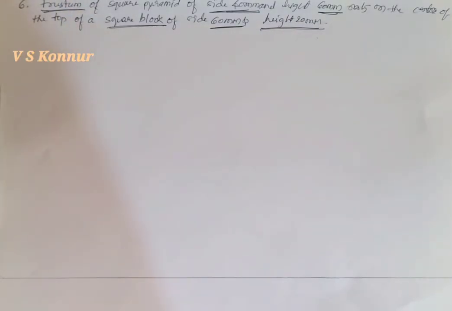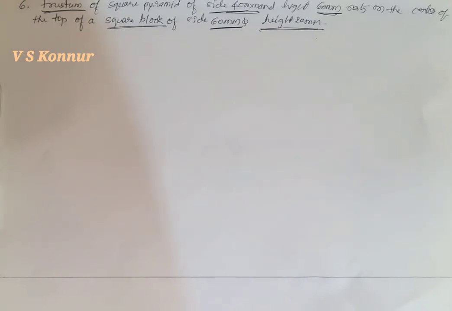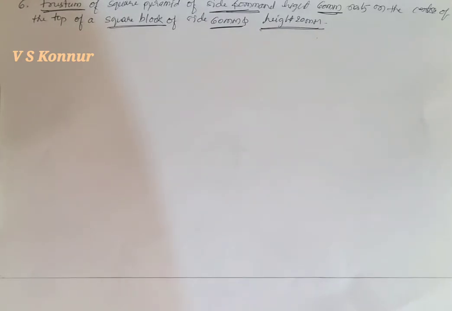Problem number 6, it's a frustum of a square pyramid. I have already explained the frustum of a square pyramid in one video, which you can refer to. A frustum of a square pyramid, with a side of 40 mm at the bottom and 60 mm height, rests on the center of the top of a square block of 60 mm height and 20 mm.